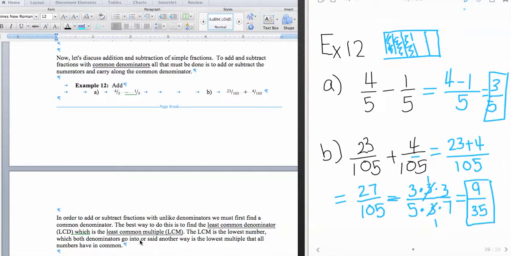So this was the easy one. This is adding and subtracting when the fractions have the same denominator. Now we're going to talk about what happens when we have unlike denominators. But that requires us to first discuss how we're going to get the same denominator before we do it.